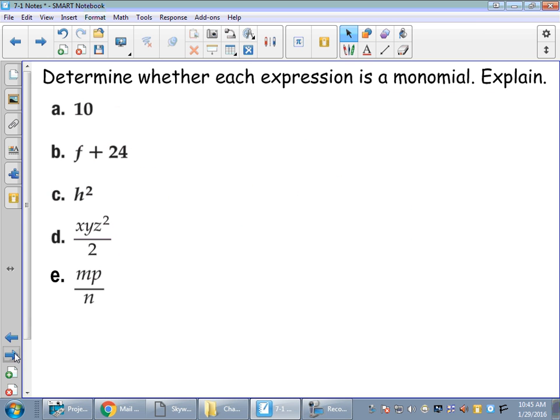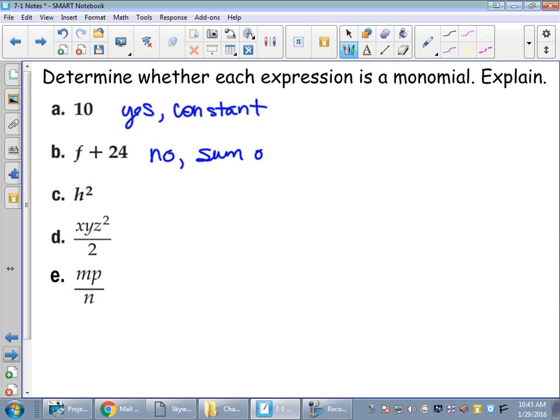So let's quickly go through and make sure we understand whether something is a monomial or not. Part A, 10, yes, it's a monomial. And it actually is a constant. B is not a monomial, and the reason is it's a sum of two monomials. F is a monomial, 24 is a monomial, and they're being added together.